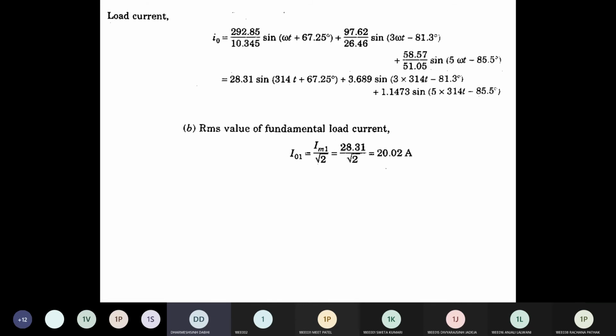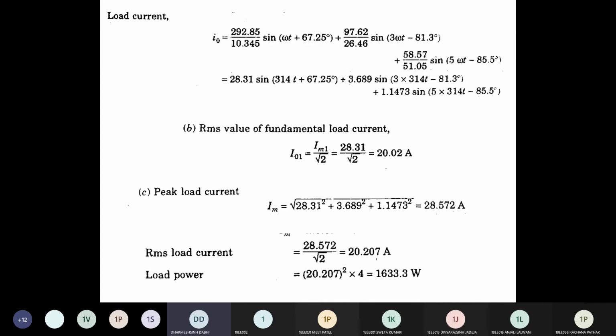That is peak value divided by root 2. Clear? And third one is peak load current. That is nothing but a square root of summation of peak current of all the harmonic components, like peak current of first fundamental component 28.31 whole square, third harmonic component peak 3.68, fifth harmonic peak 1.147. So square root of all this peak current gives the total peak current of this load. Thereafter find out the RMS value of load current.